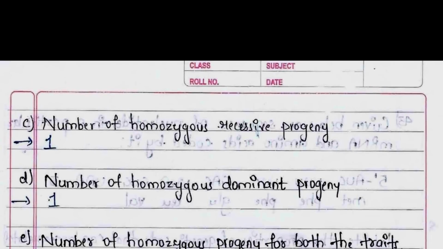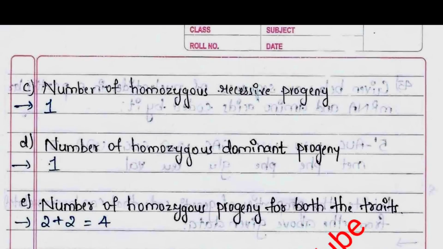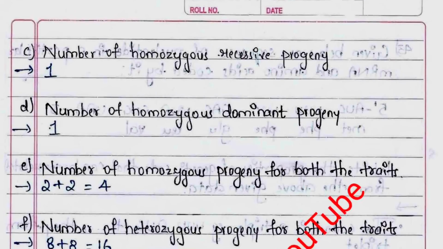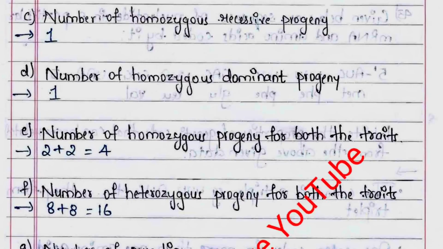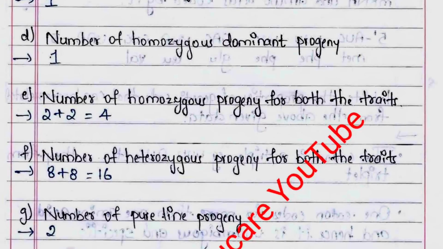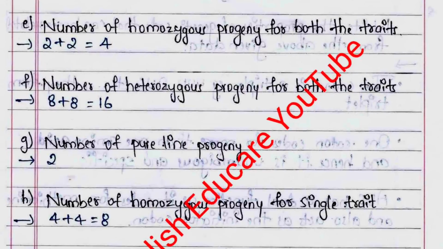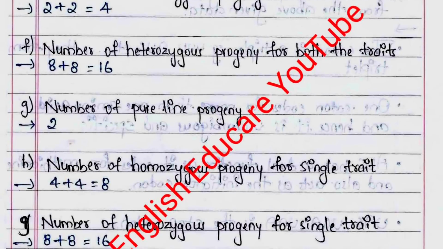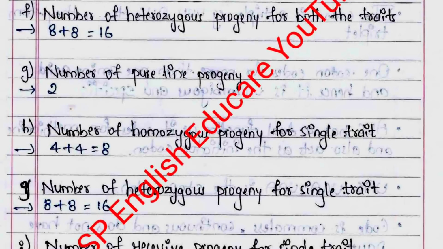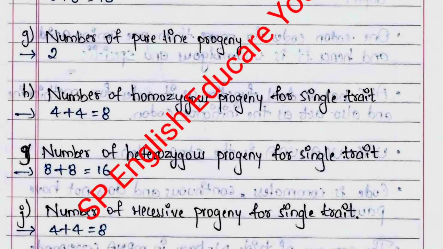D. Number of homozygous dominant progeny, and the answer is below. E. Number of homozygous progeny for both the traits, and the answer is below. F. Number of heterozygous progeny for both the traits, and the answer is below. G. Number of pure line progeny, and the answer is below.